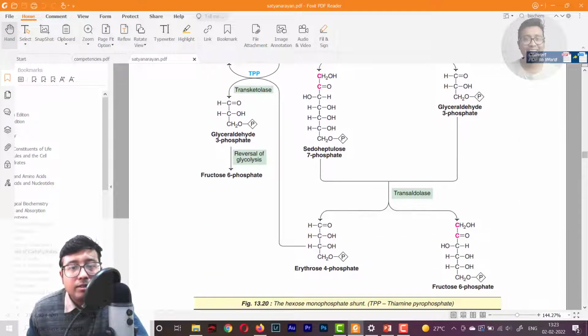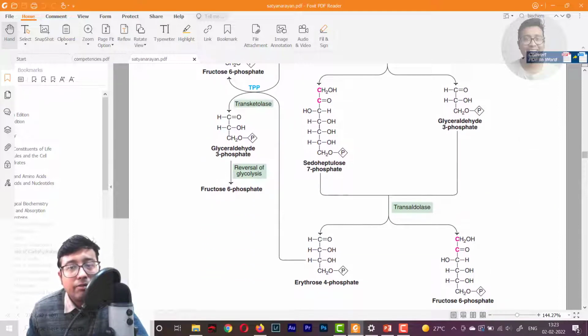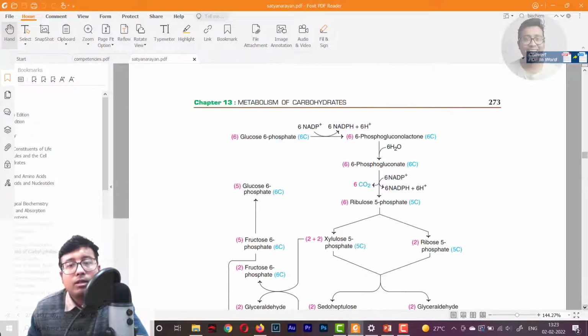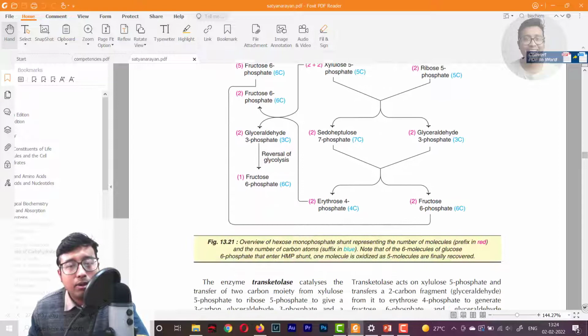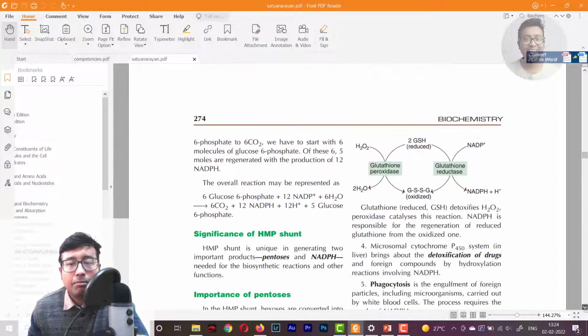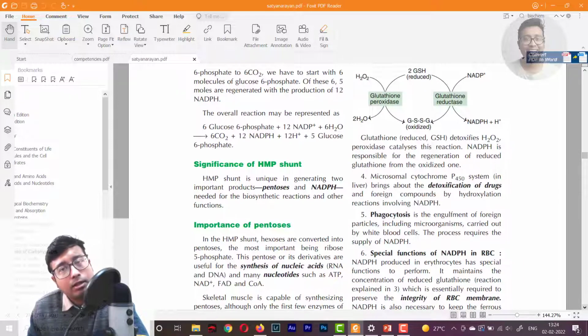And also the transaldolase reaction. In the transaldolase reaction, this 7 plus 3 combines to form 4 plus 6, that is erythrose 4-phosphate and fructose 6-phosphate. In case of applied questions on HMP shunt, you need to know what are the important products from HMP shunt, that is the ribose, the 5-carbon compound that is utilized in production of purines and pyrimidines, that is DNA and RNA, and NADPH. So why NADPH is important, this is already discussed in part 2, and from here you can continue watching part 2.